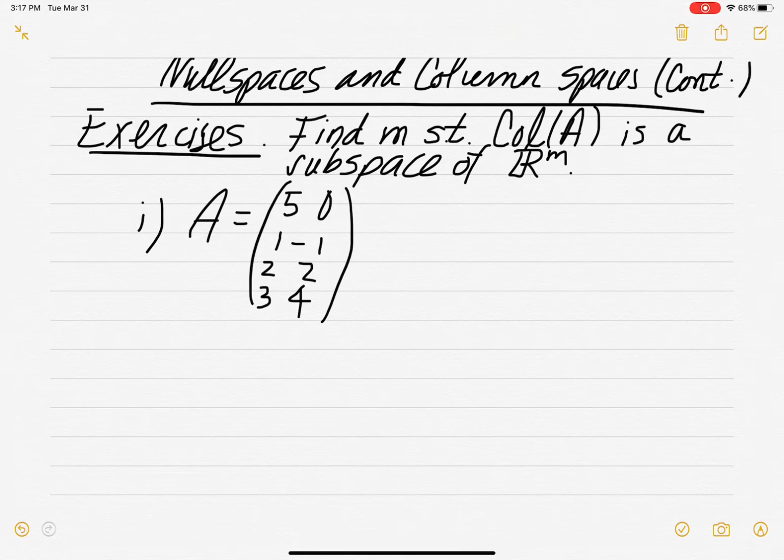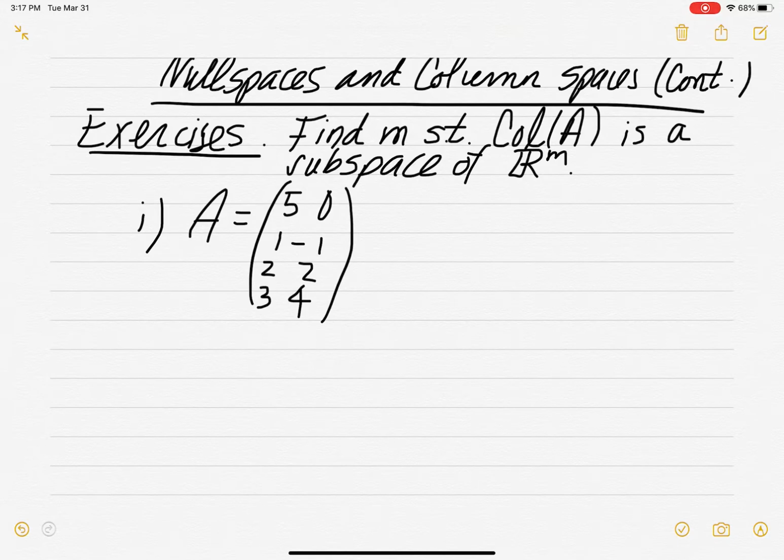Defining what the column space is. Remember, the column space of an n by n matrix is all the linear combinations of the columns. And we also thought about the column space as kind of the range or the outputs of the matrix, if you think about the matrix as a function. So now we just want to work with some basic exercises.